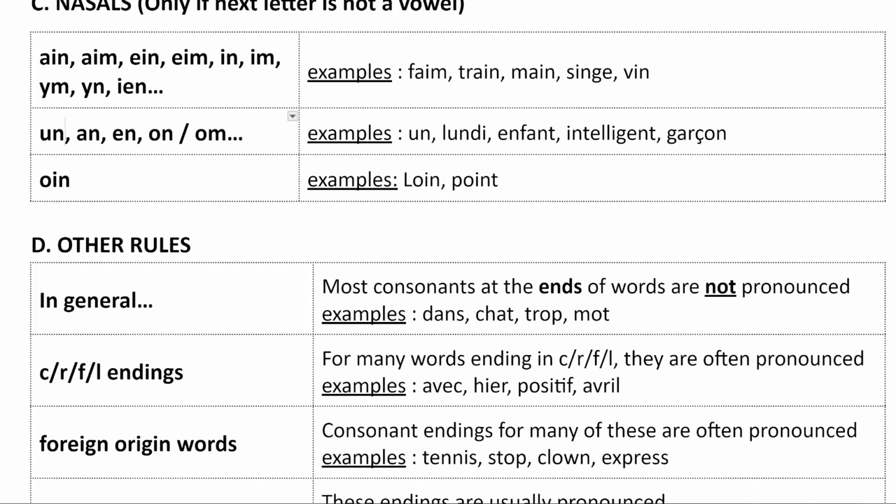Next we have these ones. So this is like the number 1. This is en. In French this means year. En. This is in. On. Next one, this one, it's not oing, it's ouin. So an example of this would be loin or point.